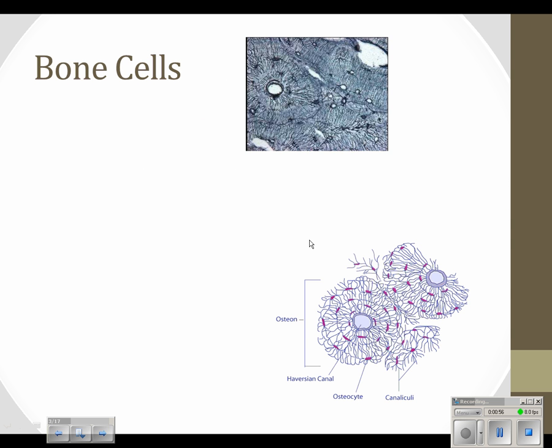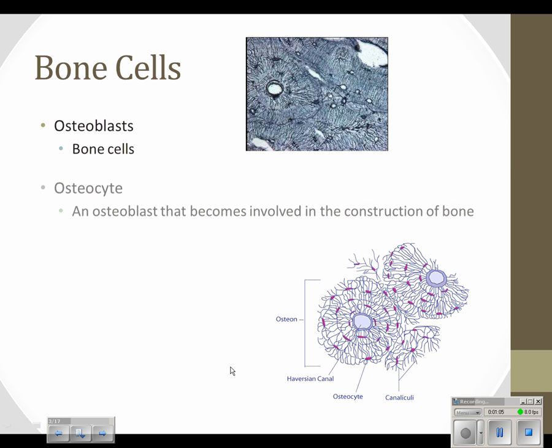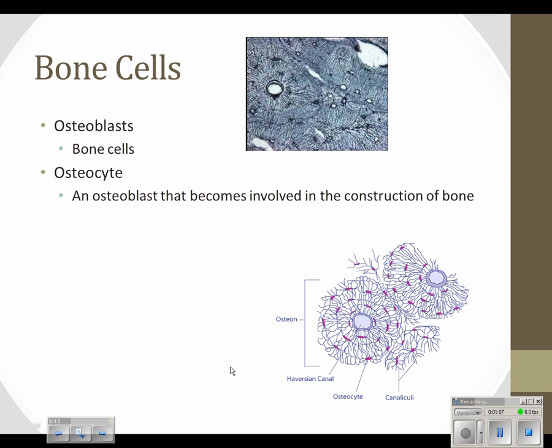So bone cells look like this structure up here, and here's kind of a character drawing of them. Osteoblasts are bone cells, and osteocytes are osteoblasts that actually become involved in the construction of bone, and osteoclasts are bone cells that are involved in the dissolving of bone. So if we just talk about an osteoblast, we're talking about bone cells. The osteocytes are the cells that go to the site in order to create bone. And an osteoclast will actually help break down bones.